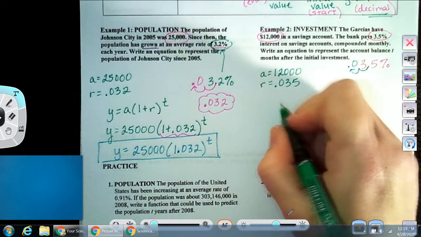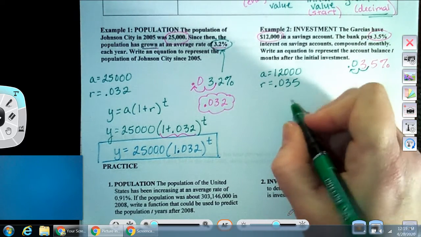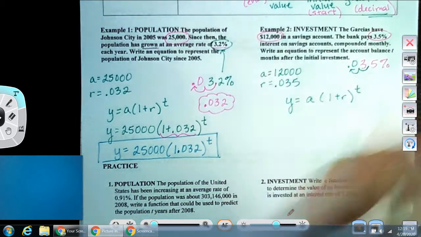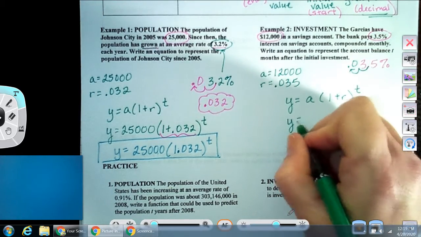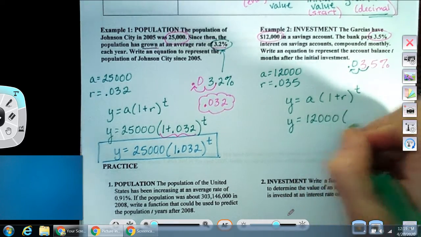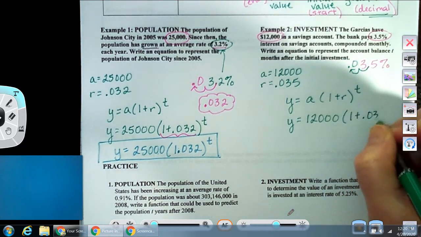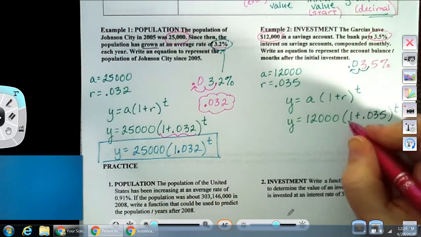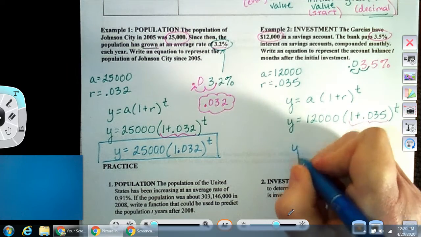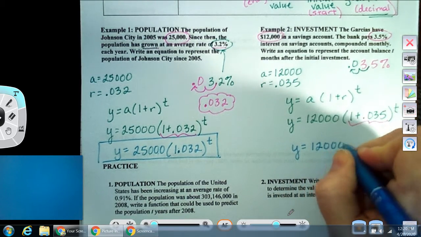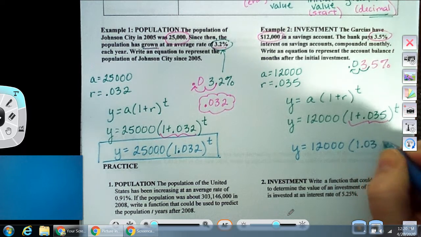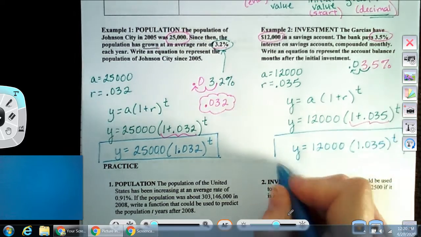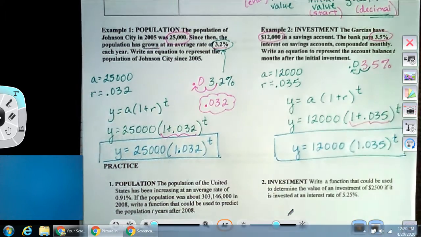I'm going to plug that into my basic function, my general equation. y equals a times 1 plus r, all of that to the t. So y equals 12,000 times 1 plus 0.035 to the t. And then just to clean that up one more time, I'm going to put those together. y equals 12,000 times 1.035 to the t. And that is our exponential growth function.